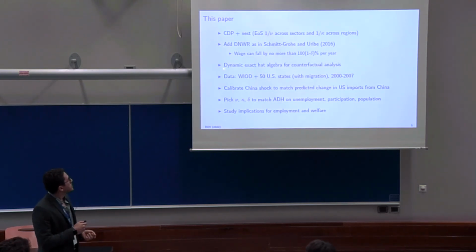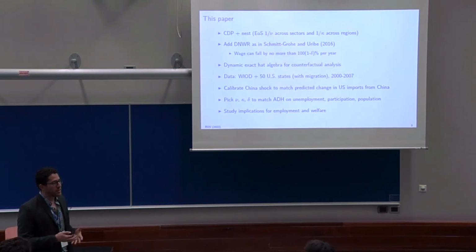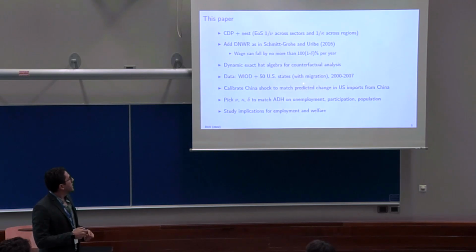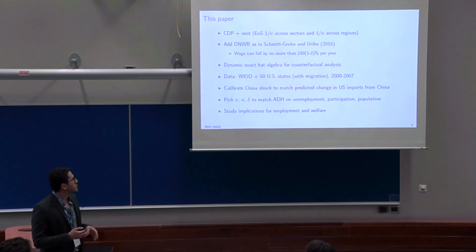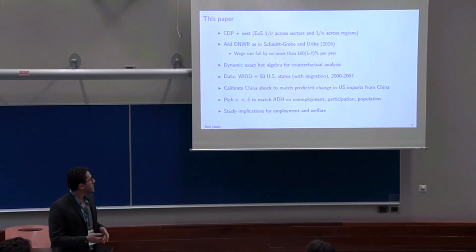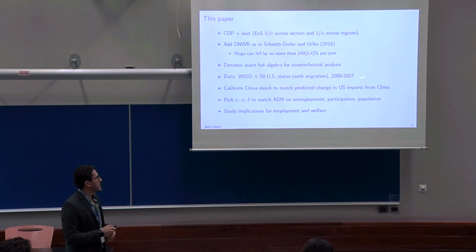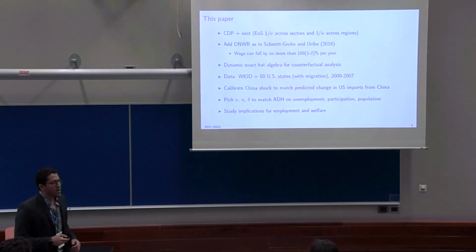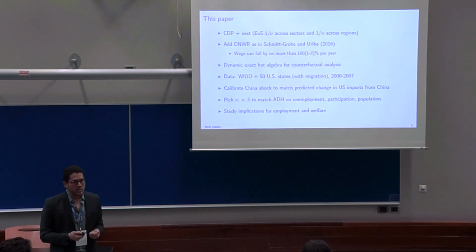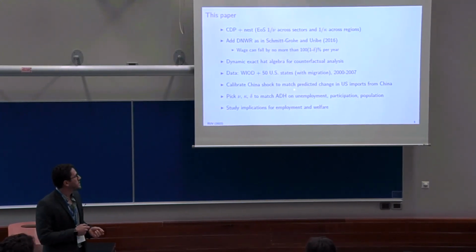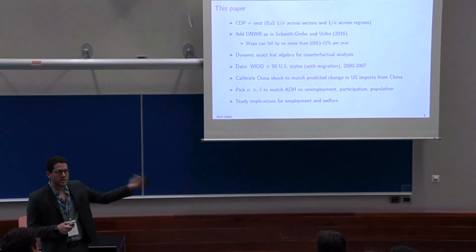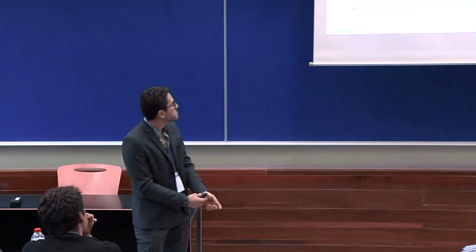Then with this model, we're going to do dynamic exact algebra for counterfactual analysis of the China shock starting in year 2001. We're going to put together our data set, combining the World Input-Output Database with several other data sets for the US and other countries with migration. And then we're going to do the analysis from 2000 onwards. We're going to calibrate our notion of the China shock, which will be the change in productivity in China between 2000 and 2007 across years and in different sectors in order to match the predicted changes in US imports from China, but also instrumented using other high-income countries as in ADH.